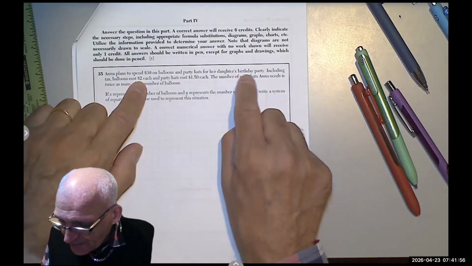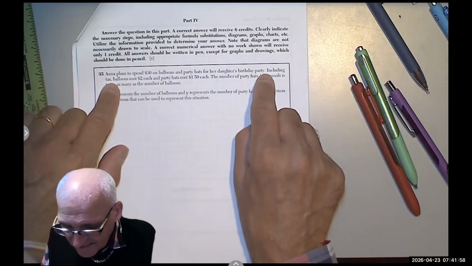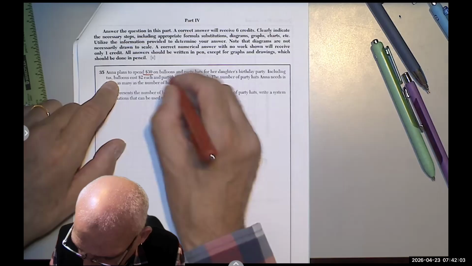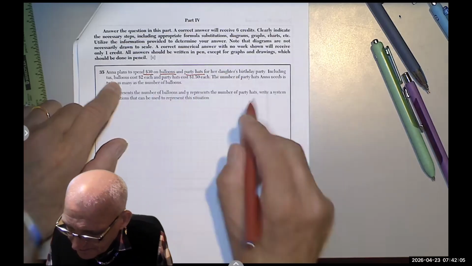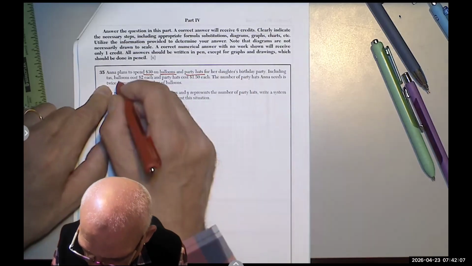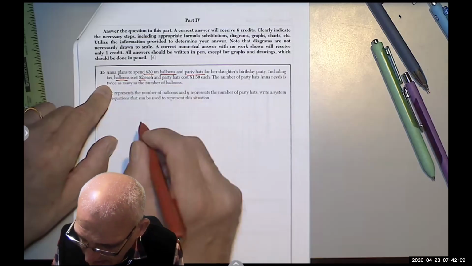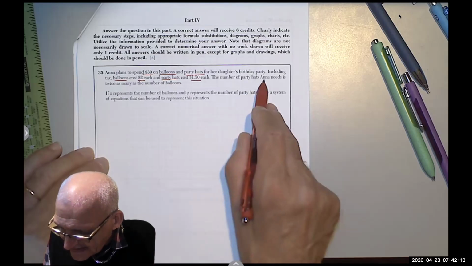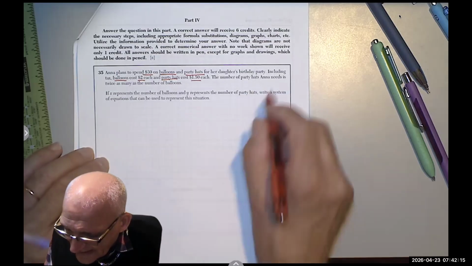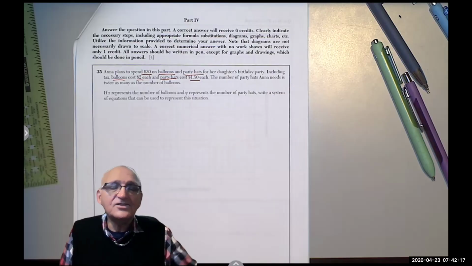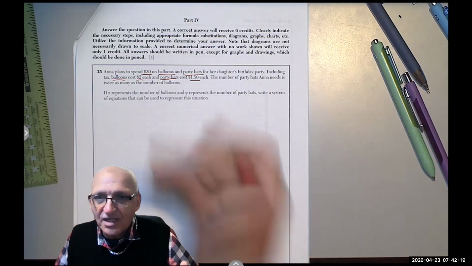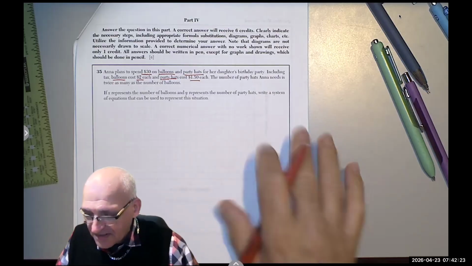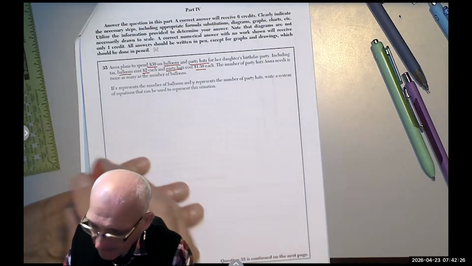For her daughter's birthday party, including tax. So they are $30 altogether. We have balloons and hats. Balloons cost $2 and party hats $1.50. The number of party hats Anna needs is twice as many. Okay, so here they didn't tell you the number, the other one had like 25 coins. Here we said that the number.